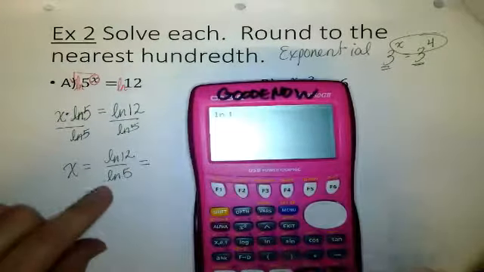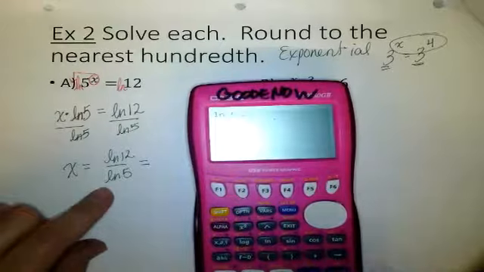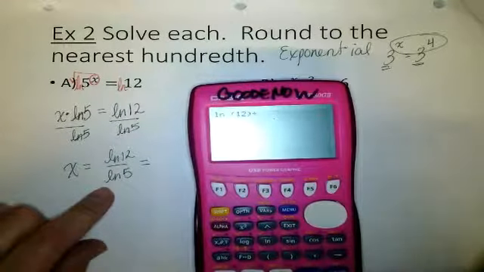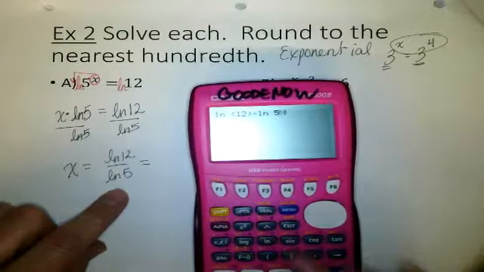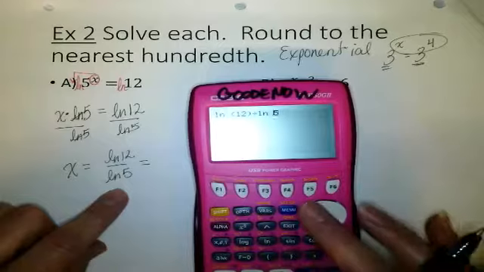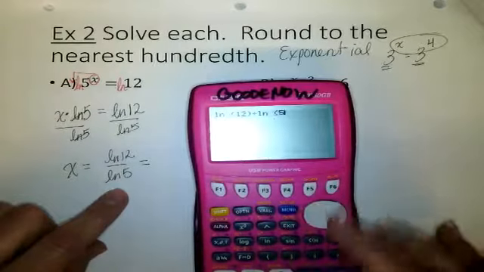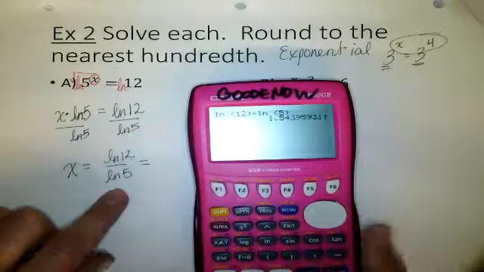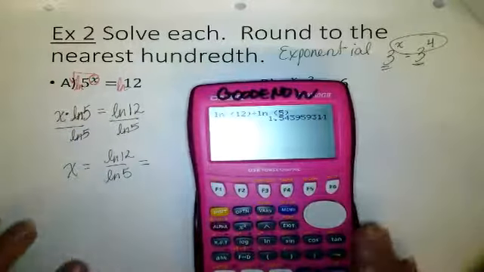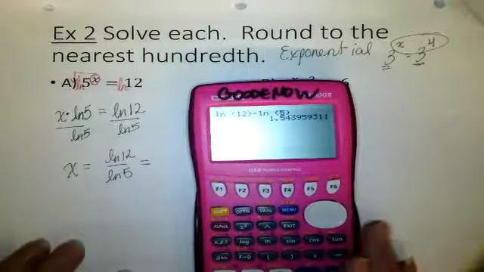So we're going to type in the natural log of 12 divided by the natural log of 5. And we get a crazy decimal. Yeah, 1 point, what'd they say, round to the nearest hundredth? So 1.54.